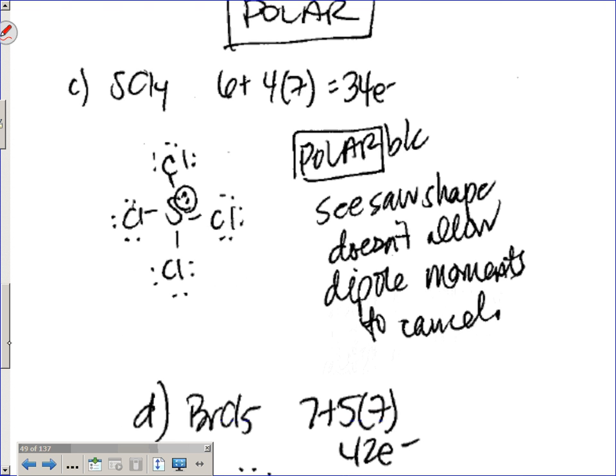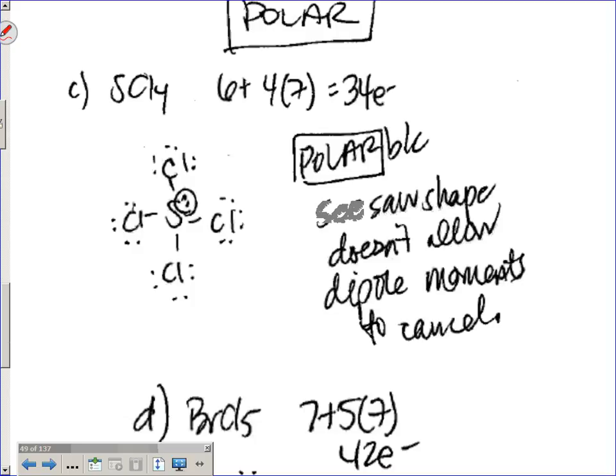And then 2 more. Sulfur tetrafluoride. This is our extra lone pair on our sulfur atom itself. This was 34 valence electrons, so we have 32 plus 2 is 34. This shape, you need to visualize it. It's not tetrahedral. So where do the chlorines take place? Where are they?